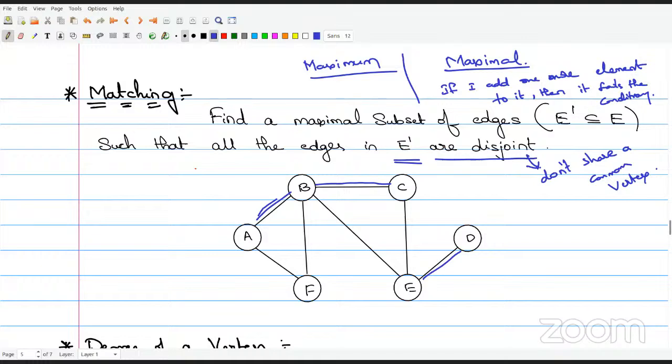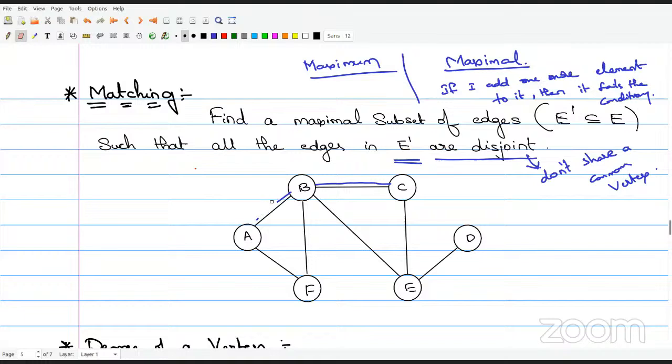Maximal enough means if I have chosen some three edges, and I could get a maximum subset of 4 edges such that all 4 edges are disjoint, that's fine. Even though I get 3 edges and all these 3 edges are disjoint to each other, if I add one more edge to this set, then the property will fail. So let us analyze it by an example. What is this maximal and maximum?